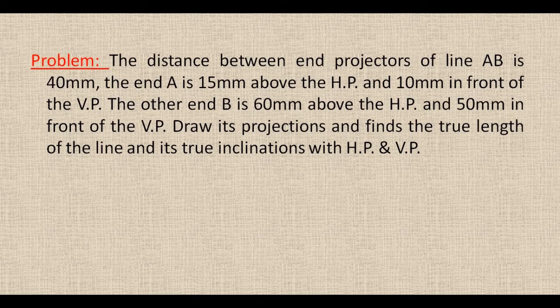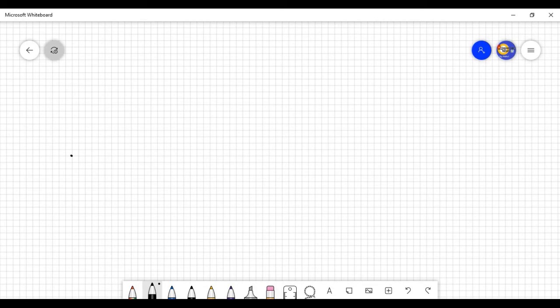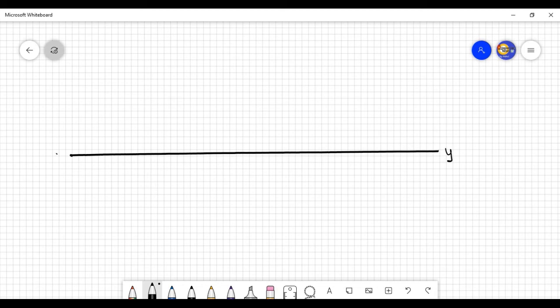They ask us to find the projections for this situation, as well as the true length of the line and the true inclinations with respect to HP as well as VP. This is the statement. So let's solve this problem. First we have to start with the XY reference line. So let me draw the XY line.